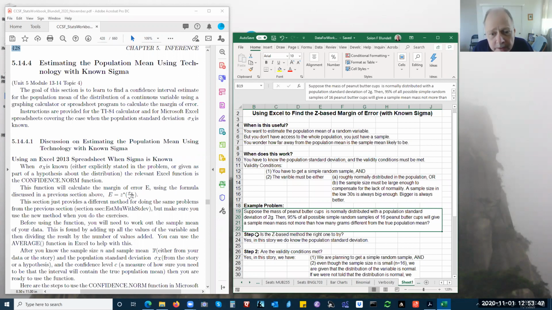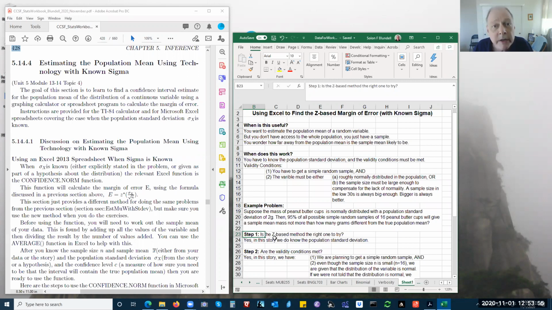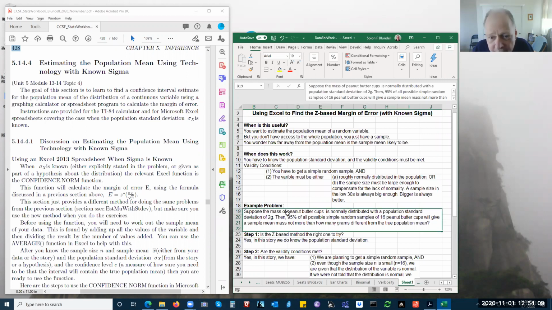Step 1, you decide whether this z-based, this normal distribution-based method is the right one to try. That depends entirely on, do we know the population standard deviation? Is sigma known? Well, in the story, it tells us here that the population standard deviation is 2 grams. So because we know that, or we have a hypothesis about it, that tells us to use this z-based margin of error.